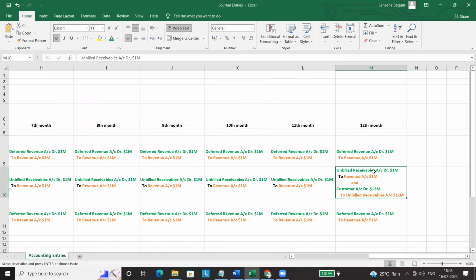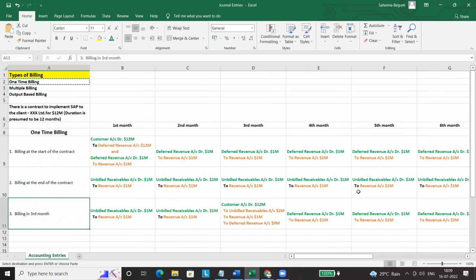It continues like this, and at the end of the contract, which is the 12th month, here also you first recognize the revenue and then you bill. So the customer account, the whole 12 million, will be debited, and then the unbilled receivable account will be credited. That way, whatever is accumulated over the months in our unbilled receivable account will now be cleared with this entry, and the clearing account will become zero.